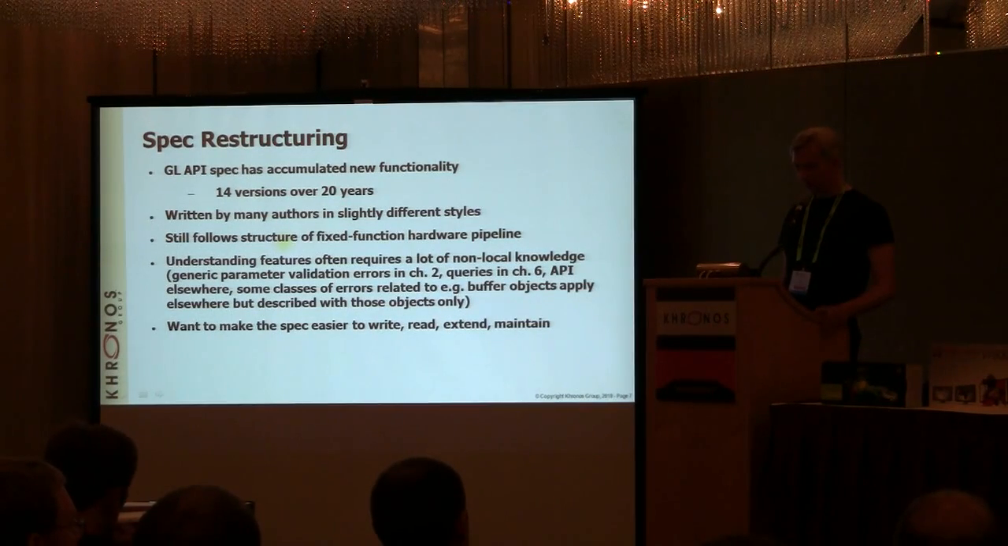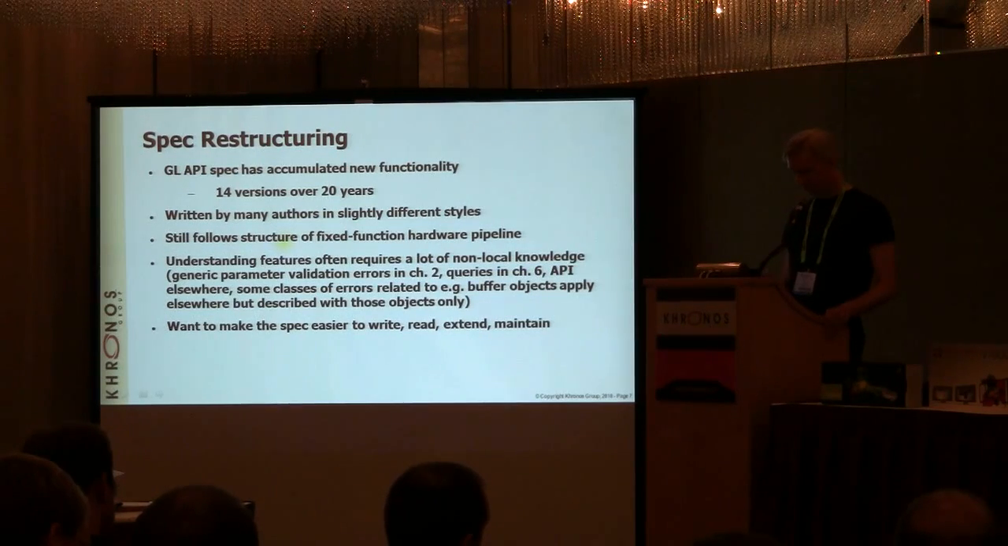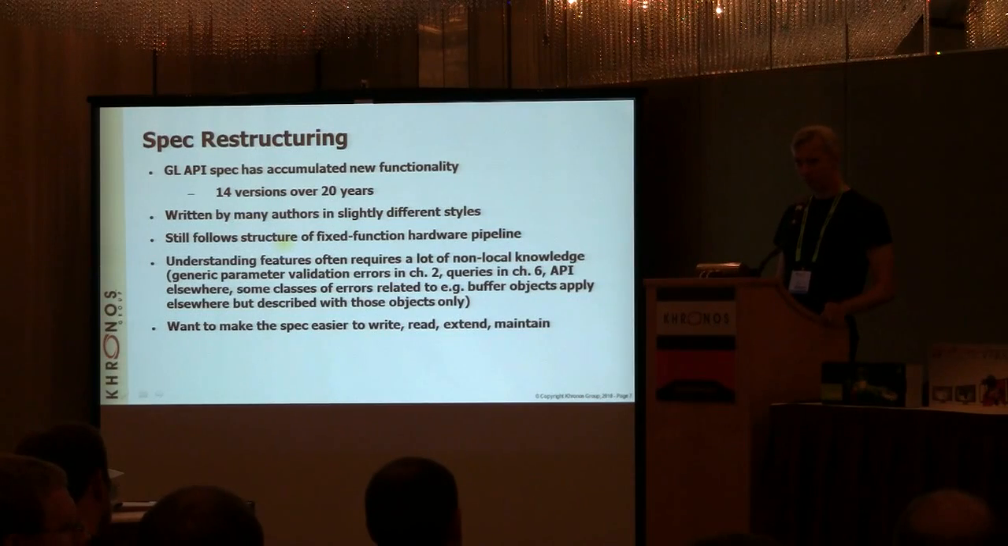So that means that understanding some new feature often requires that you leap around the spec a lot. You say, okay, maybe I have some new frame buffer feature that's in chapter 4, but the queries about that are in chapter 6. The generic errors when I pass some invalid enum happen to be defined globally back in chapter 2. There's some errors around maybe uses of buffer objects that apply globally but are only described where you talk about buffer objects. So what we want to do is make the spec easier to write, easier to read, easier for people to write extensions for, and easier to maintain. And all of that should also help with some of these inconsistent and undefined behaviors going forward.